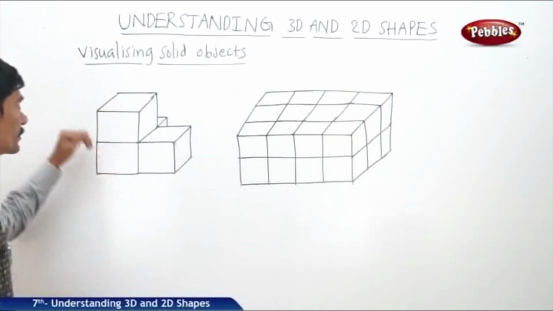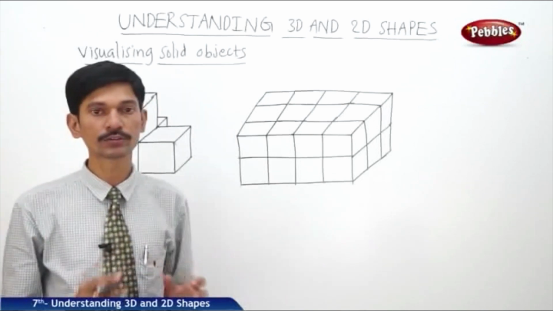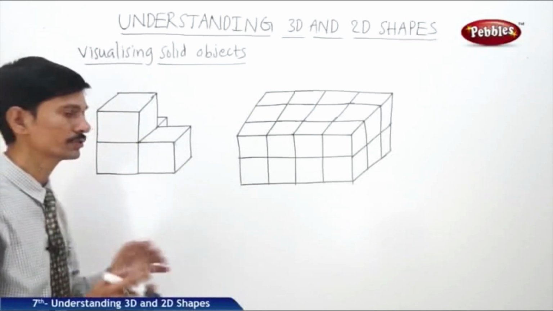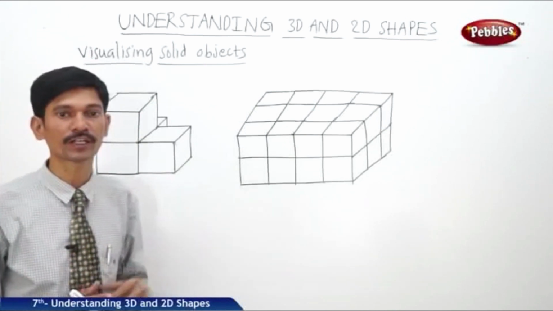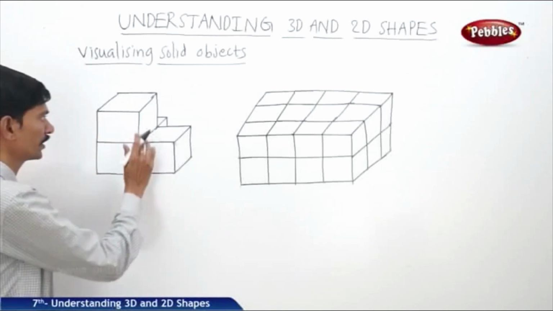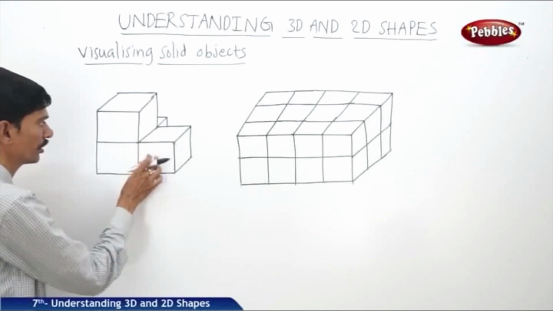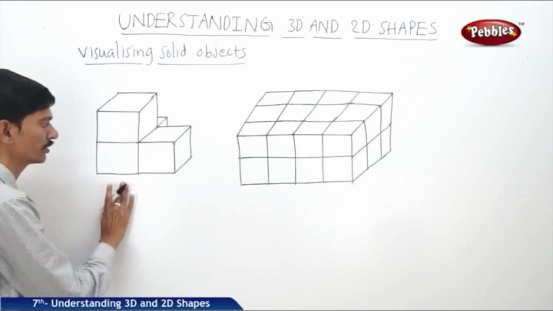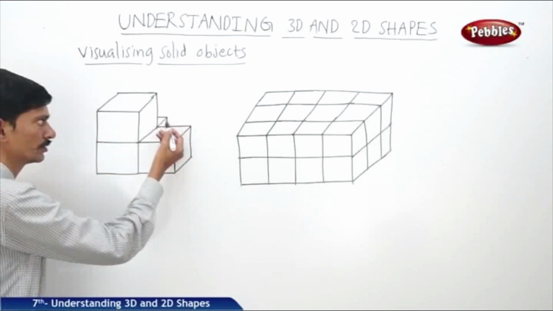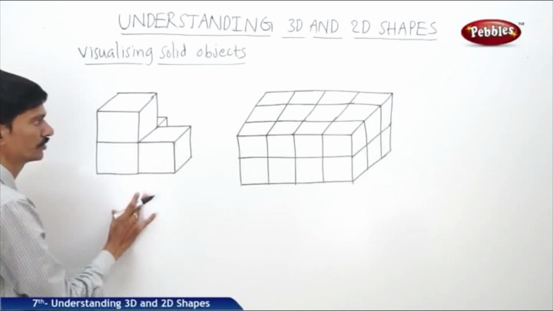Now let us see the next topic, visualizing solid objects. When you combine two or more cubes adjacent to each other, some cubes may not be visible. For example, if you want to find the number of cubes in this solid shape, we can see only 1, 2, 3 cubes from the front, but in the back there is one more cube, so there are totally 4 cubes in this solid shape.